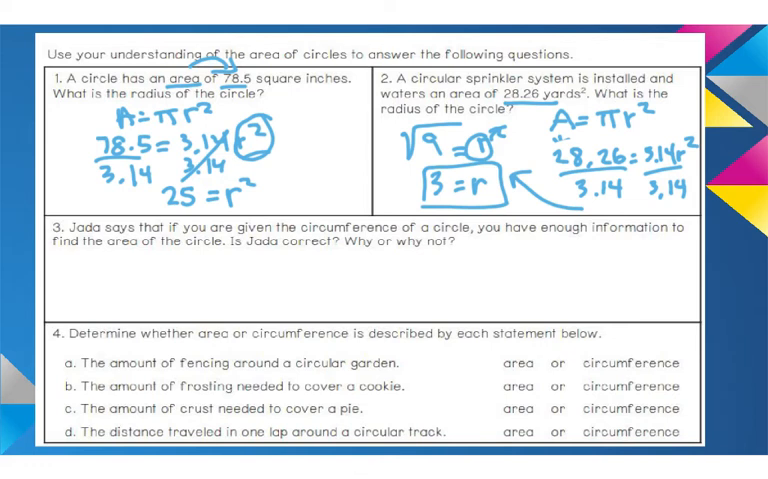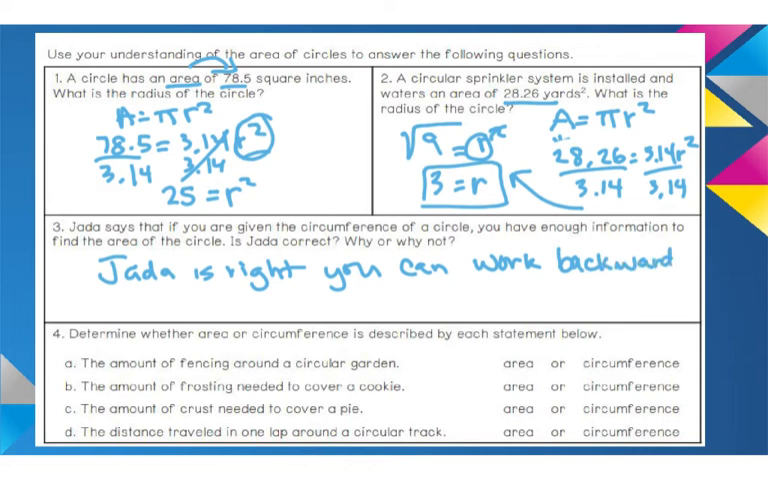So Jada is correct. We're just going to write Jada is right. You can work backward to find the radius. So if you have your circumference, you could divide by pi. That will give you your diameter. And you could cut that in half.